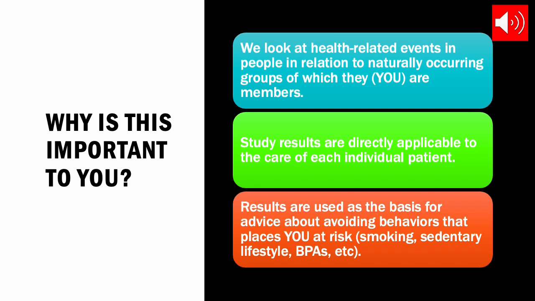The results of these studies are used as the basis for advice about avoiding behaviors that place you at risk, so smoking, sedentary lifestyle, BPAs, etc. I did put in the notes underneath here, BPA is used to manufacture polycarbonate plastics. So a lot of times like Nalgene bottles, they advertise that they're BPA free. This is a type of plastic that's used to make some types of beverage containers, compact discs, plastic dinnerware. A lot of products are now advertising BPA free because we know that this is a major health concern.